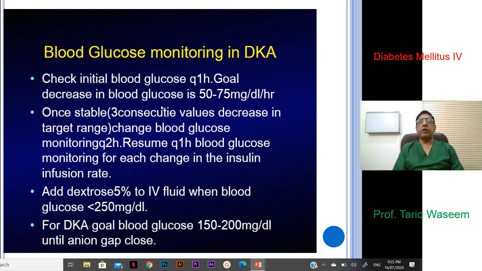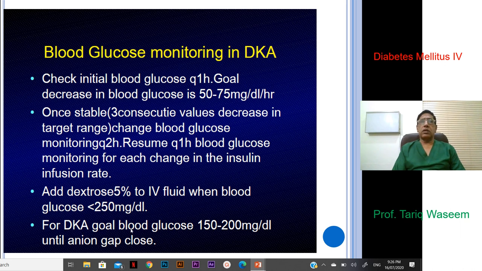Once stable, which means 3 consecutive blood sugar readings are on target, you can check the blood glucose level at longer intervals, and check it hourly again when any adjustment in insulin dosage is made. When blood sugar level goes down to around 250, the fluid which we initially started, normal saline, is switched to dextrose water, right? Because if you continue on saline, this would lead to hypernatremia, right?